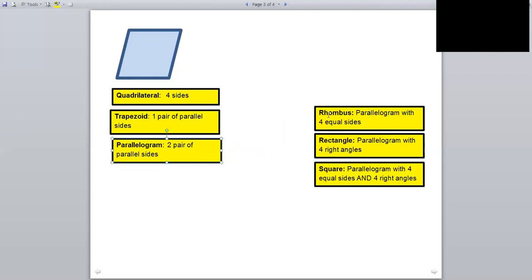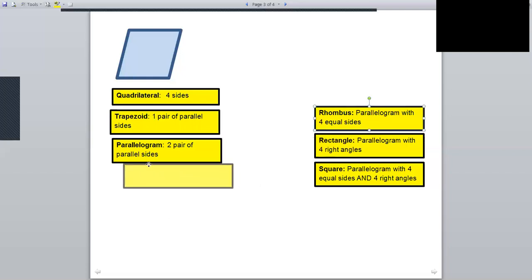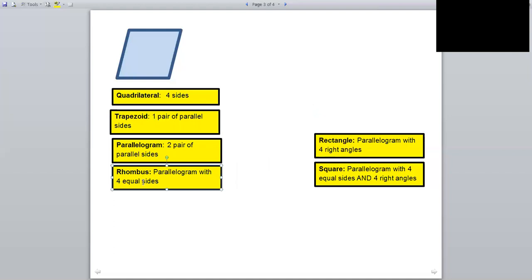Can we call this figure a rhombus? Good job. We can call this figure a rhombus because this figure has four equal sides. If you were to measure the top and bottom, they would be equal. And if you measured the bottom and the left side, you would know that they were equal as well. So we can call this a rhombus.